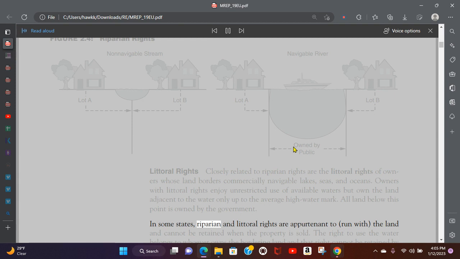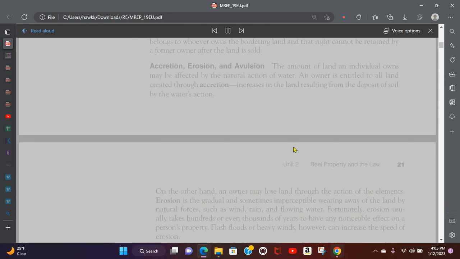In some states, riparian and littoral rights are appurtenant to, run with, the land and cannot be retained when the property is sold. The right to use the water belongs to whoever owns the bordering land, and that right cannot be retained by a former owner after the land is sold.